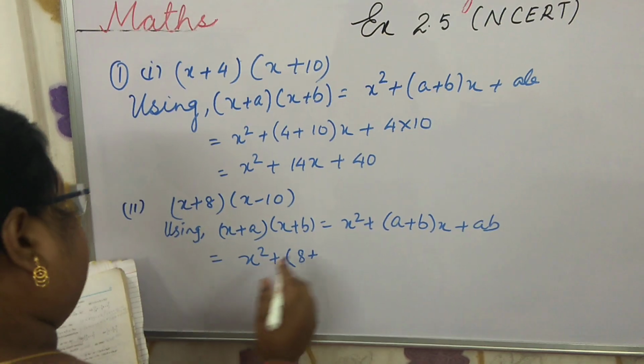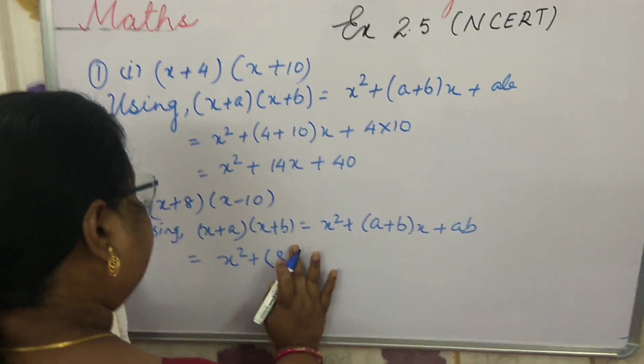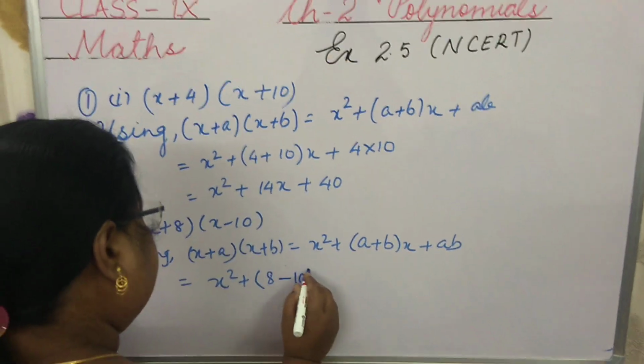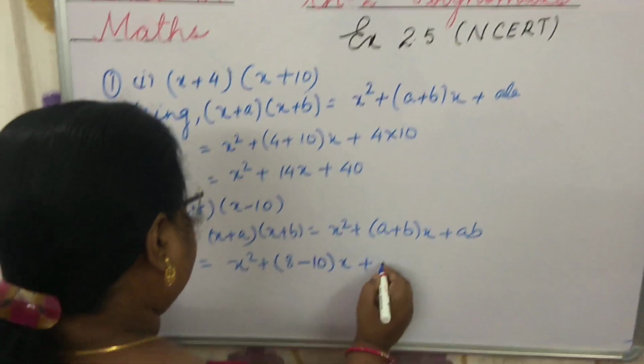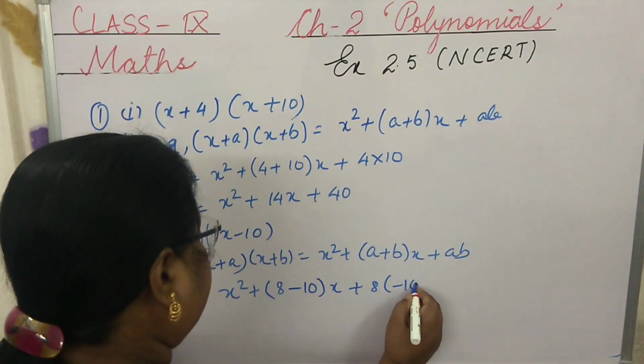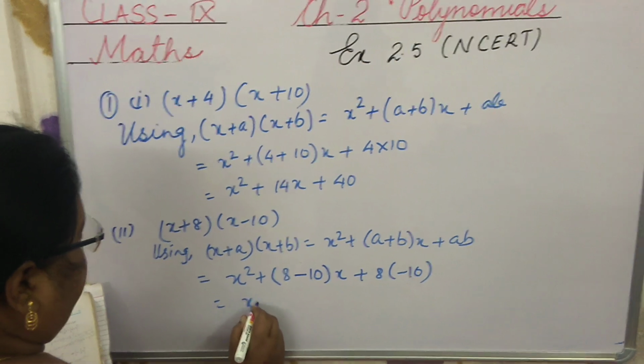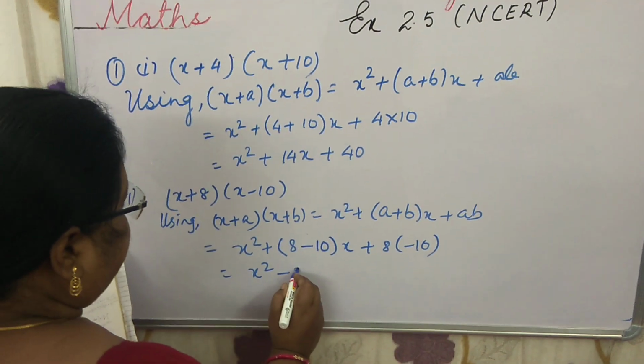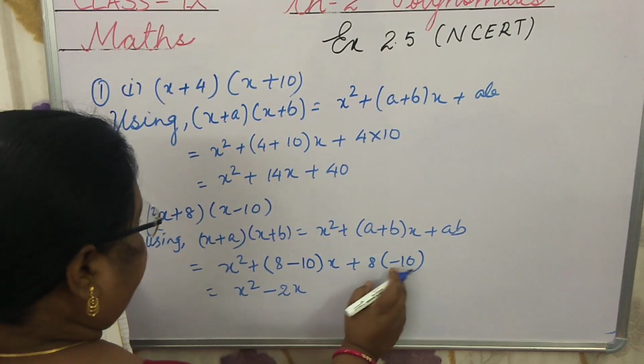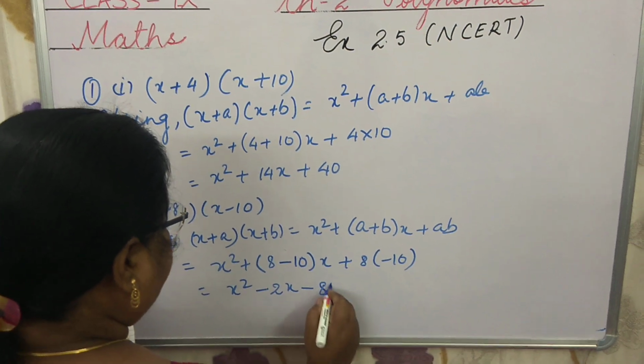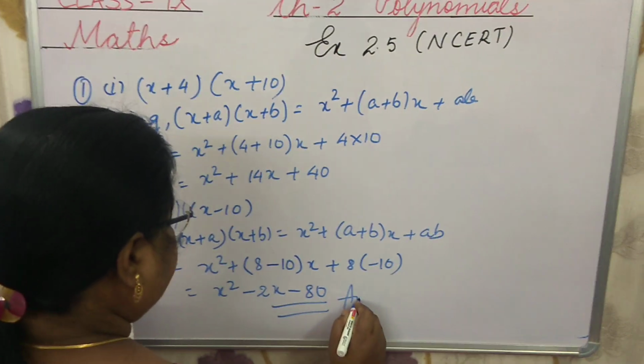Now in this question, b is minus 10. So we will write down x² + (8 − 10)x + 8 × (−10). That is equal to x². 8 minus 10 is minus 2, x, and minus 10 into 8 is minus 80. So this is the answer.